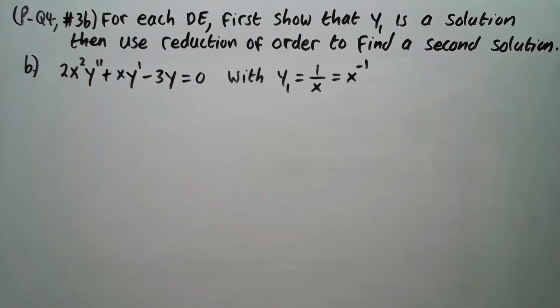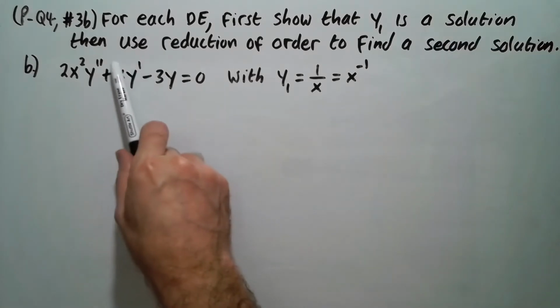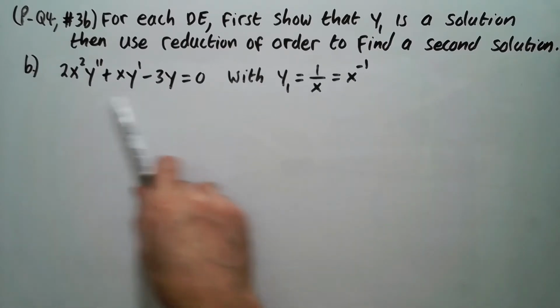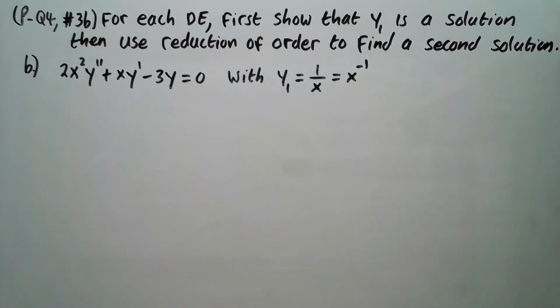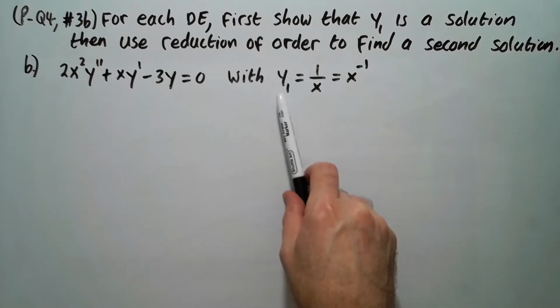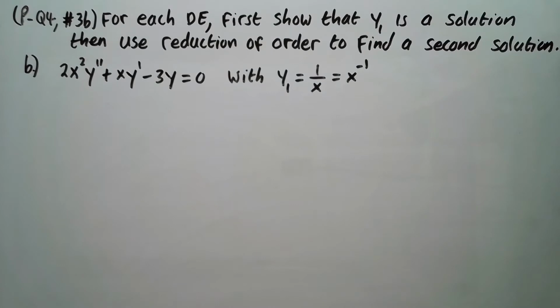Okay, so let's do practice quiz 4, 3b. It says, first show that y1 is a solution, then use reduction of order to find a second solution for this differential equation here. So to show y1's a solution, let's find the first and second derivative.